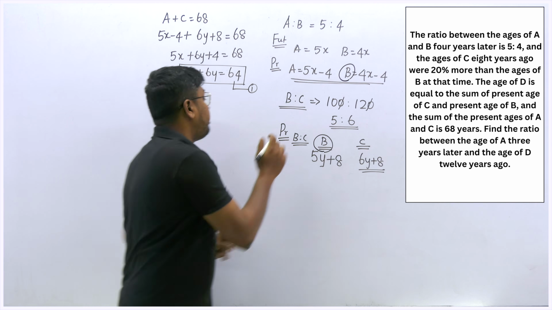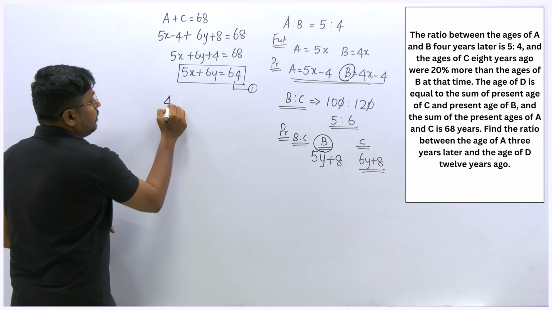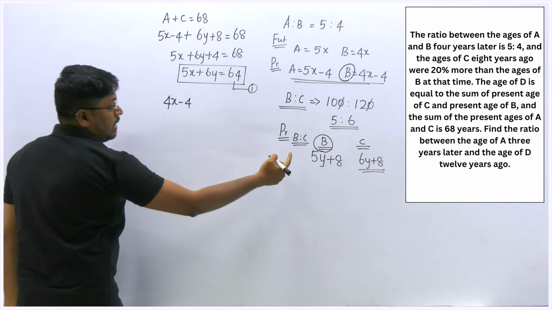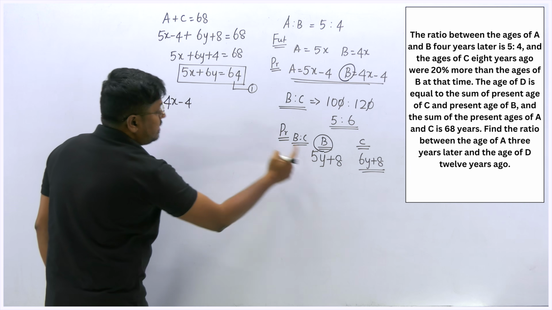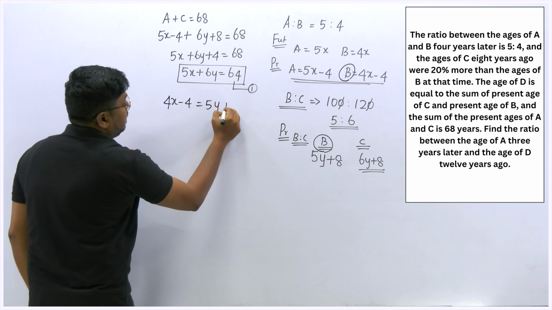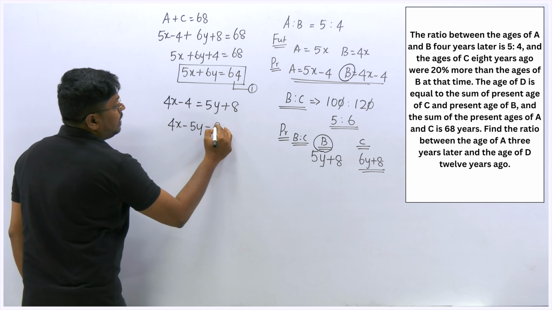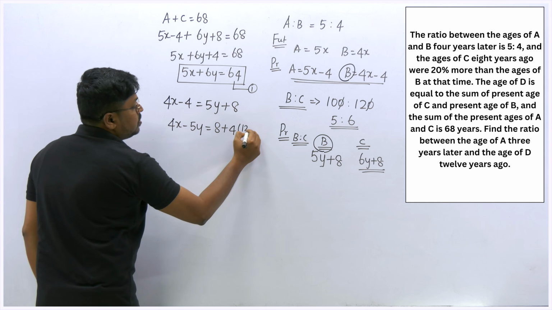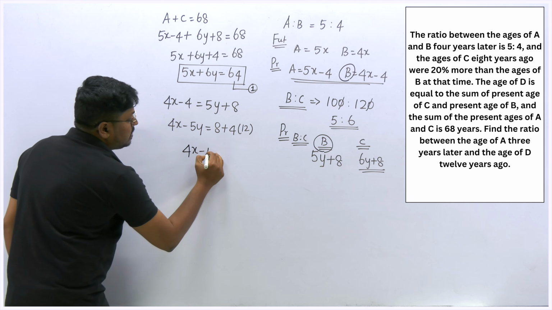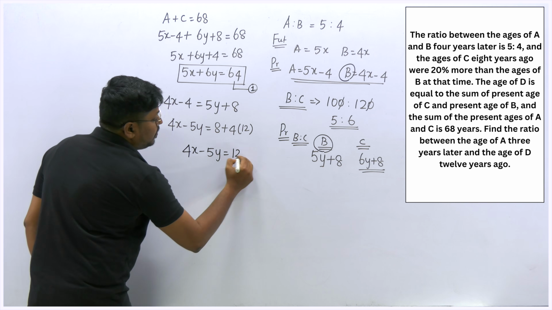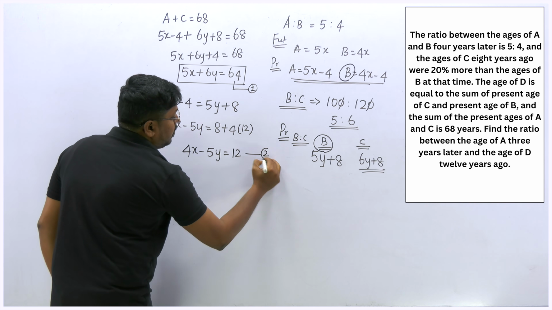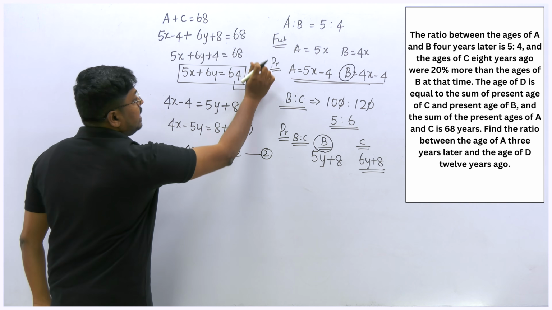So let's take both the person ages and we can equate them. So 4x minus 4, right? So what about the second person? Here it is equal to 5y plus 8. So friends, understood. So 4x minus 5y is equal to 8 plus 4, which is 12. Now 4x minus 5y is equal to 12. So we can call this equation 2 because we have already taken the earlier one as equation 1.